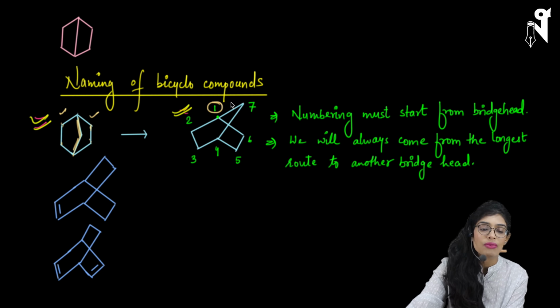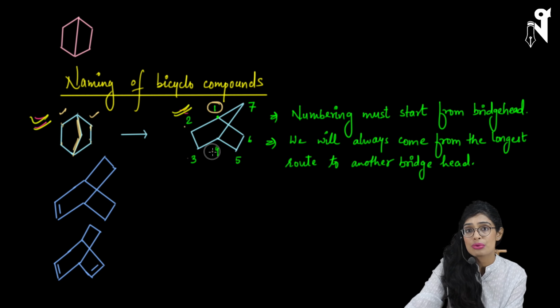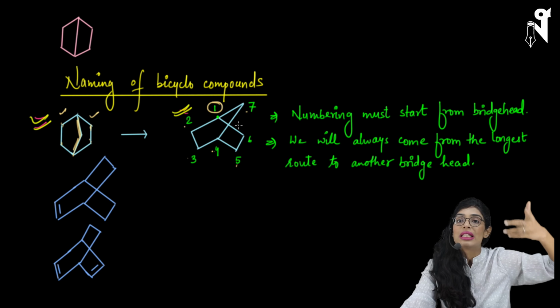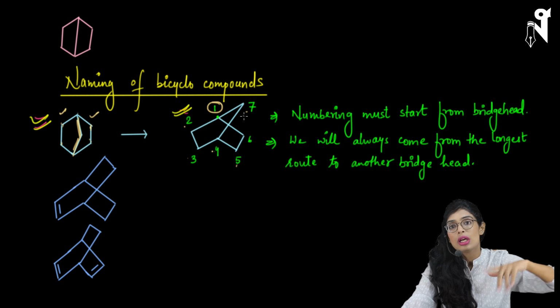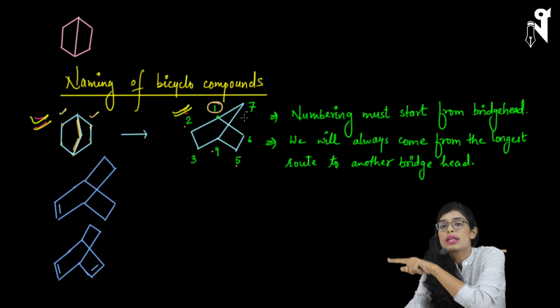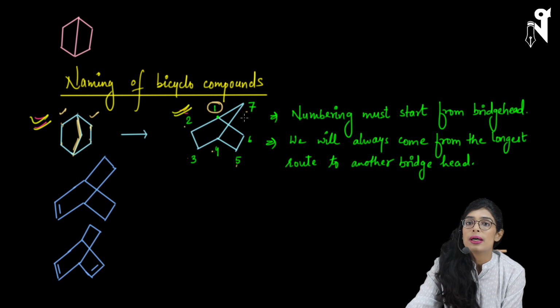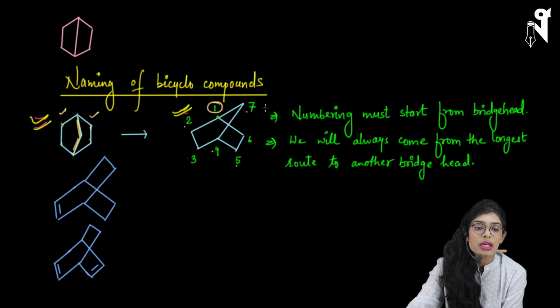So I have taken this top one as the first carbon, then I have started moving as 2 here, 3 here, 4 here. This was the only possible longest route. The route is the same from both the ends, by the way. Go to 4, 5, 6, and 7. So the common carbons in the wall will be numbered last. You will go through the continuous chain first, and then at last you will go to the non-continuous common carbon. Okay, so 1, 2, 3, 4, 5, 6, and 7. That's how we will number it.